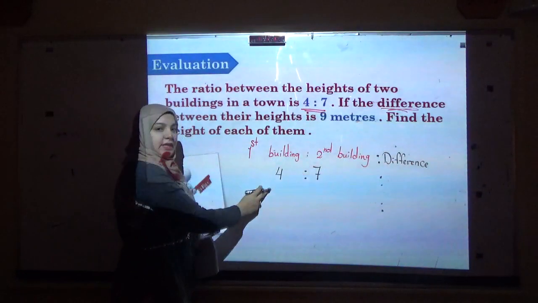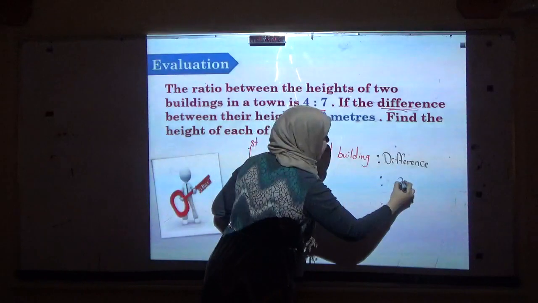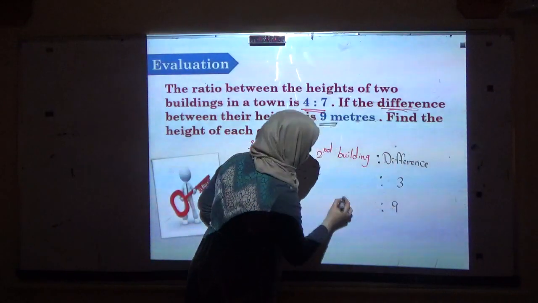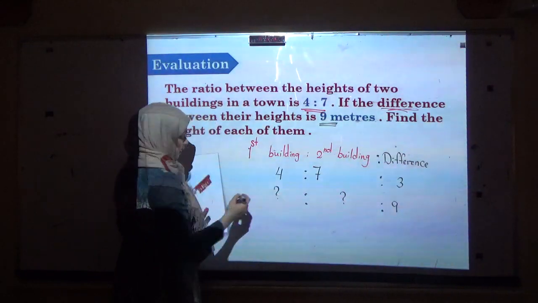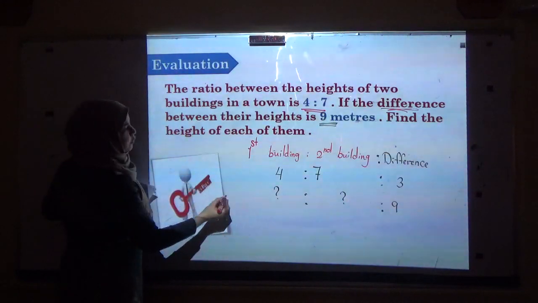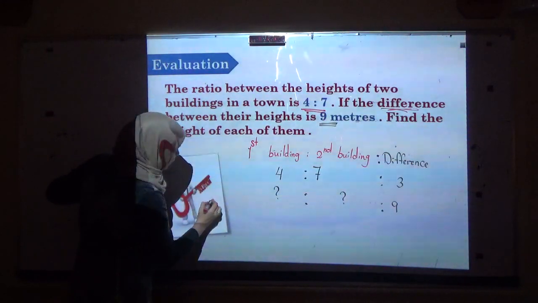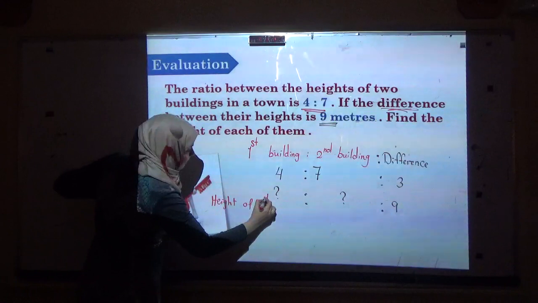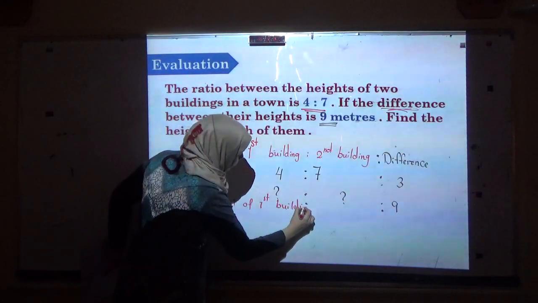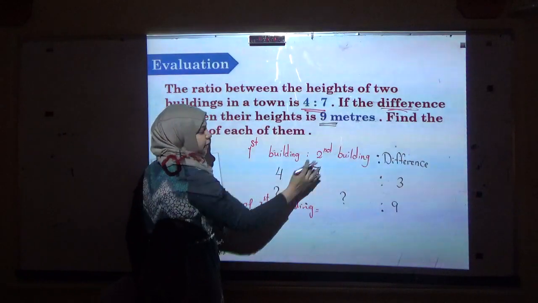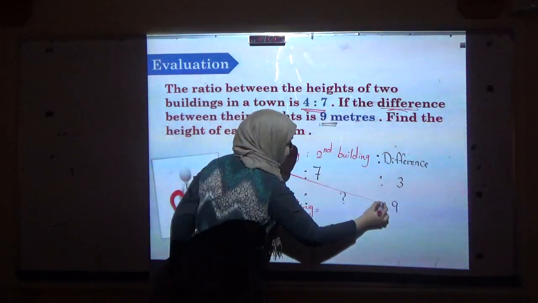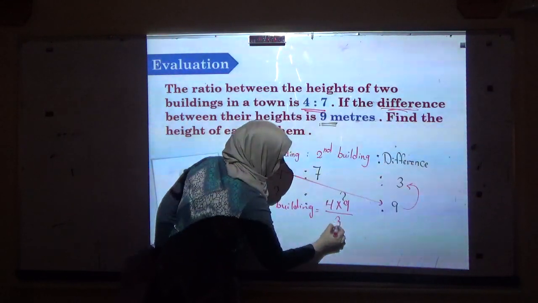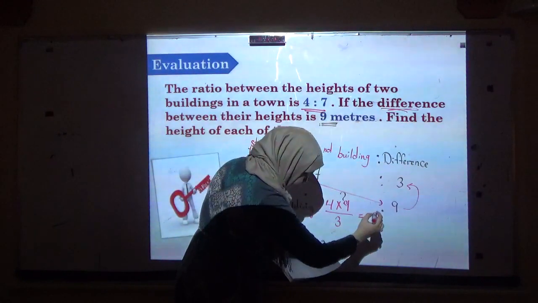Now find the difference between 7 and 4. 7 minus 4 equals 3. And put the real difference here, 9. The real difference is 9. Then find the heights of the two buildings. First building, make cross multiplication, ignore this ratio, then multiply 4 by 9 and divide by 3 equals 12 meters.